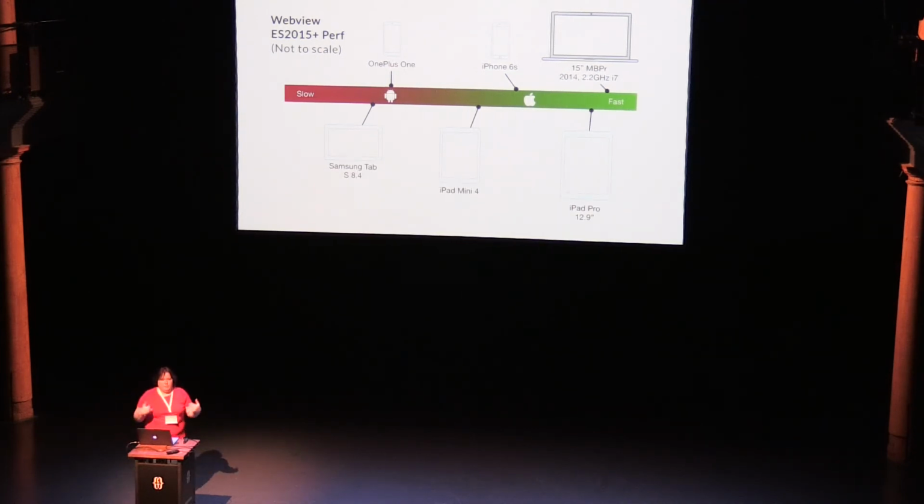So I have a MacBook Pro 2014. I have an iPad Pro. Their performance on single-threaded tasks is roughly equal. My iPhone 6S is a little slower. My iPad is slower yet. My Android devices bring up the rear. However, I should mention, all of these iOS devices are running WebKit WebView.